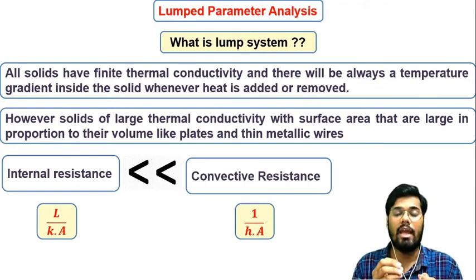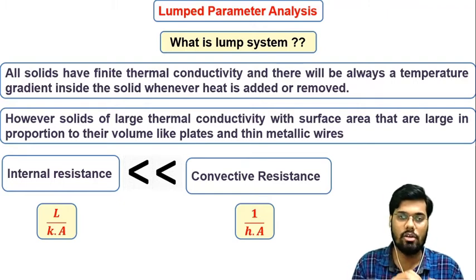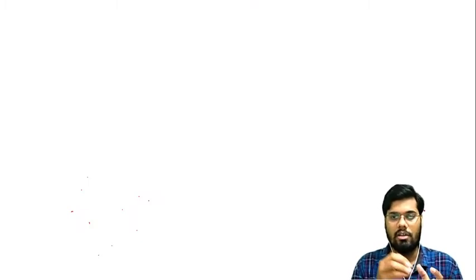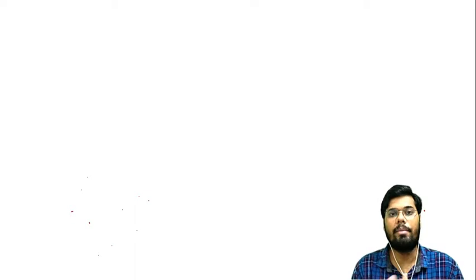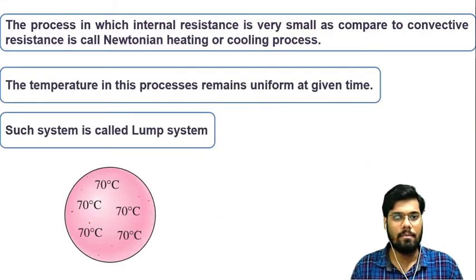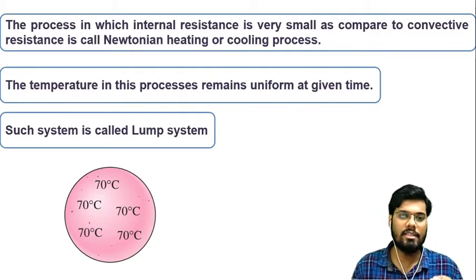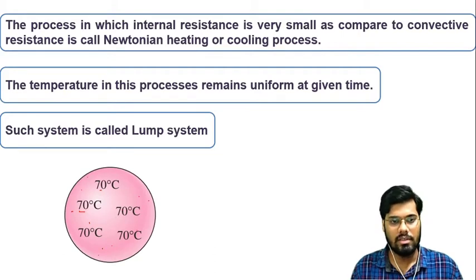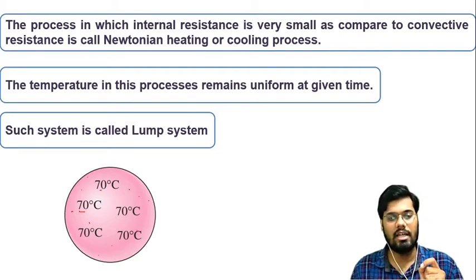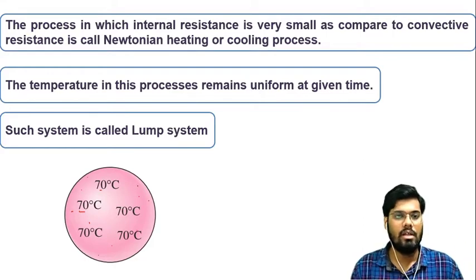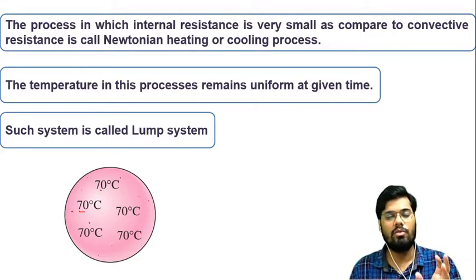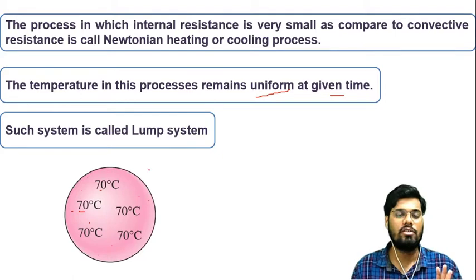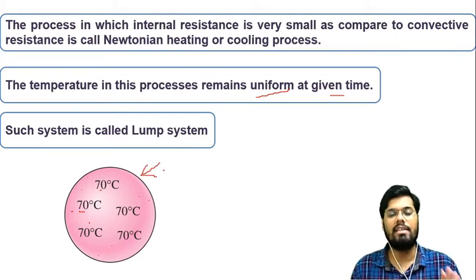So what happens when we apply heat to this kind of system, or extract heat from it? The temperature at any point of the system will remain the same, like this. In this system you can see that the temperature at any point is 70 degrees Celsius, because the conductivity of this material is very high and the surface area of the system compared to its volume is very high. So the temperature remains uniform at a given time, and this kind of system can be considered a lump system.